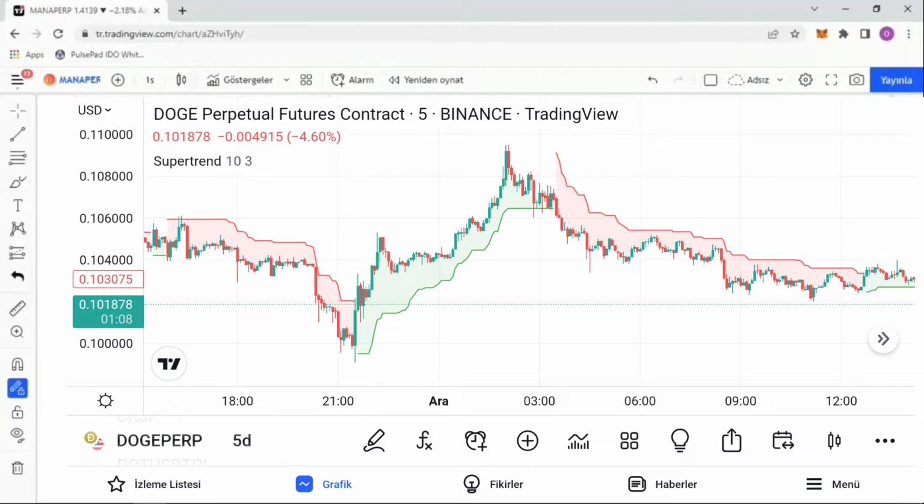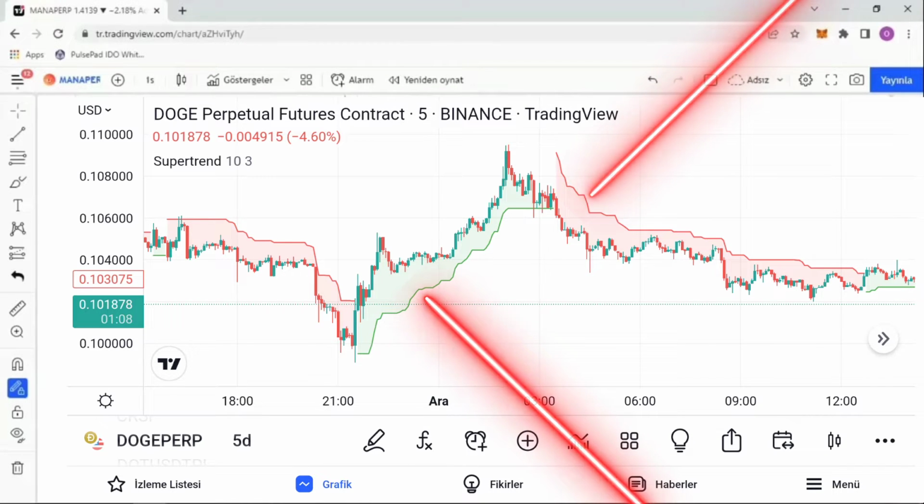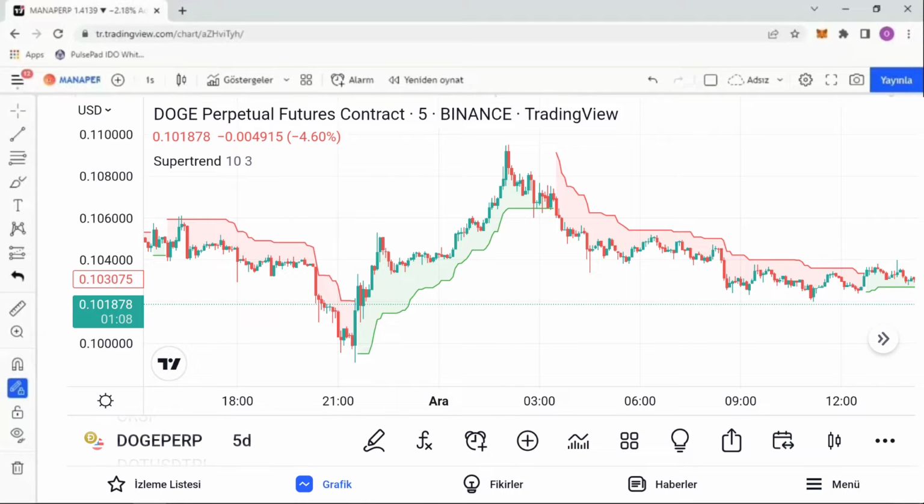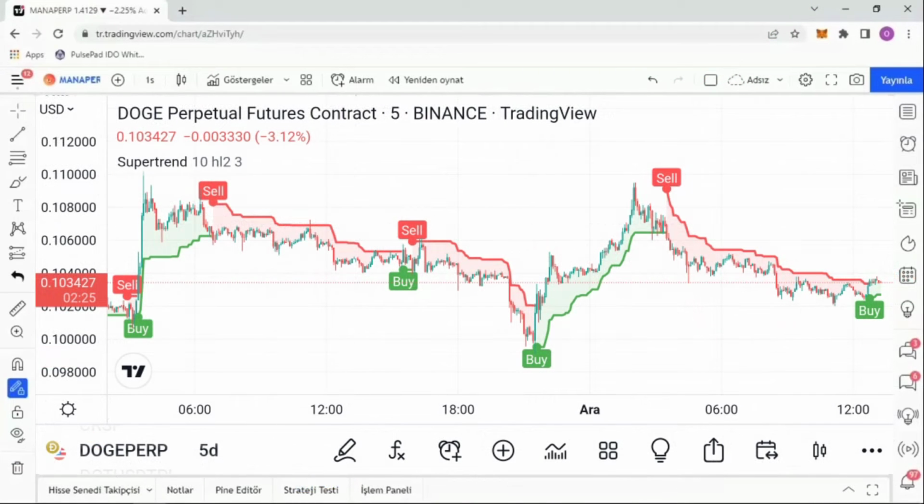When you open a Supertrend on your chart, you will see green and red lines above and below the candles. If the trend is going upwards, then you will see it as a green line below the candles. If the trend is going down, then you will see it as a red line above the candles. A color change from green to red or from red to green is considered a position opening signal.